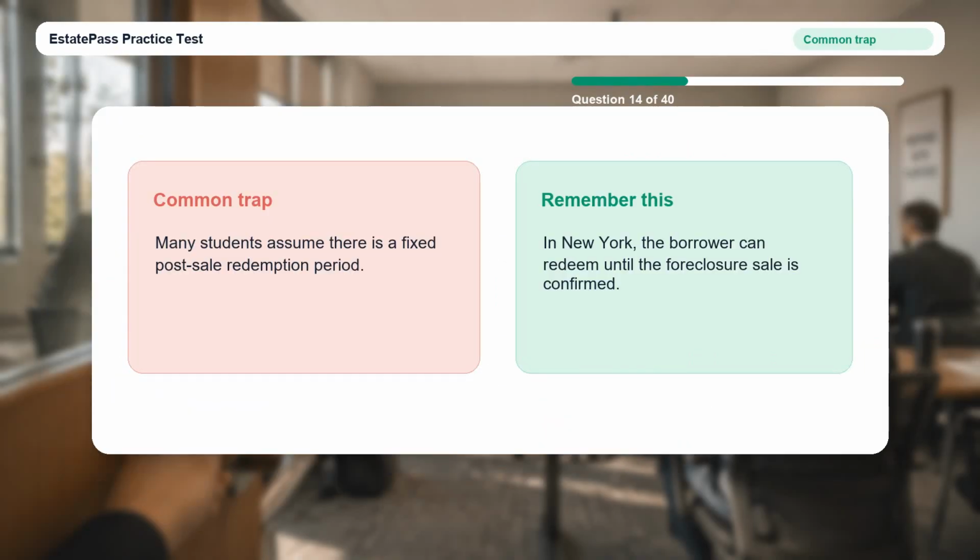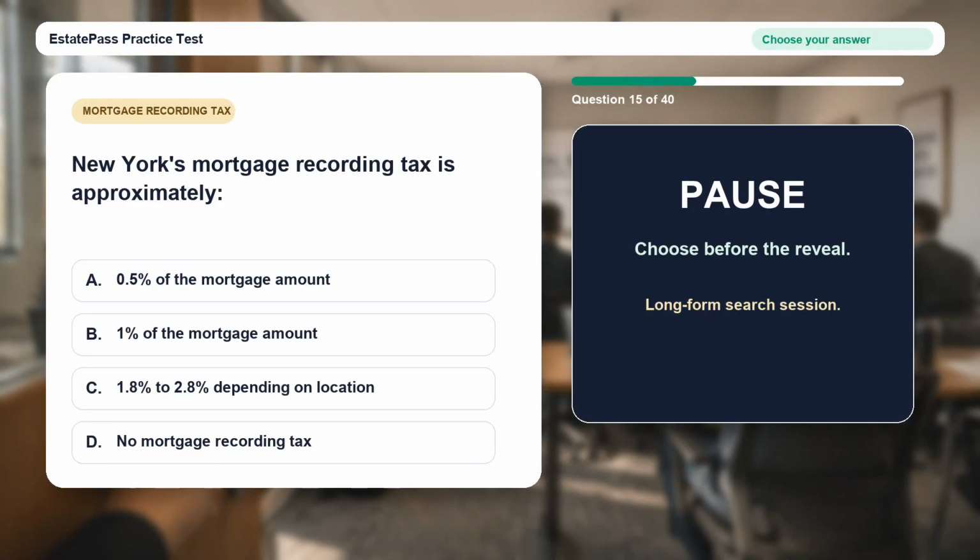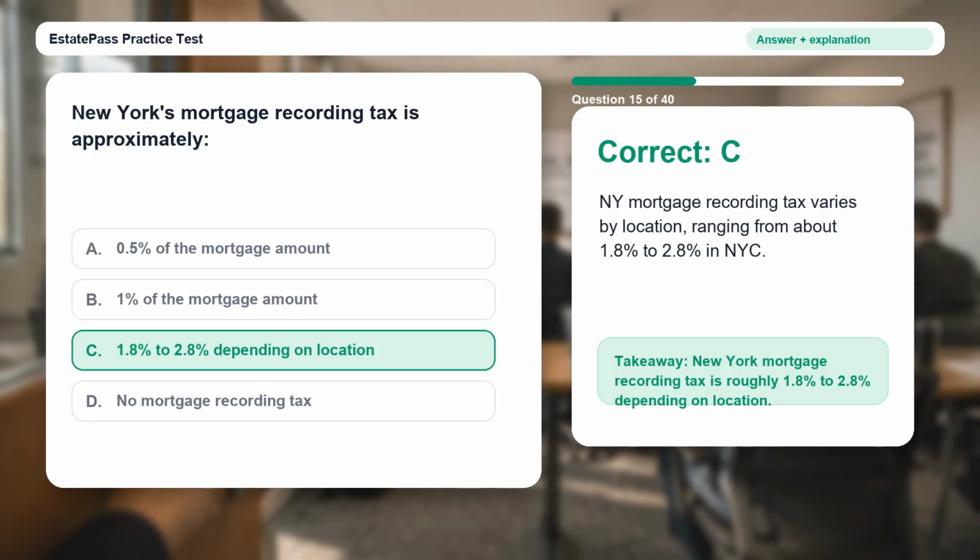Common trap. Many students assume there is a fixed post-sale redemption period. Question 15. New York's mortgage recording tax is approximately. Your choices are A. 0.5% of the mortgage amount. The correct answer is C. 1.8% to 2.8% depending on location.